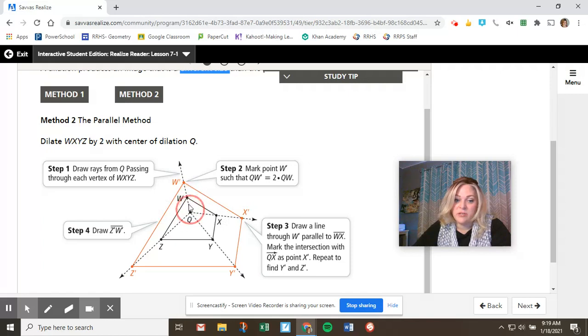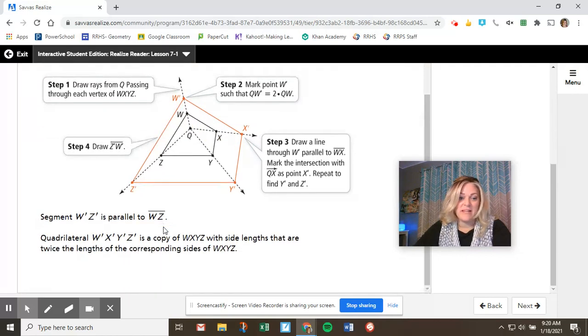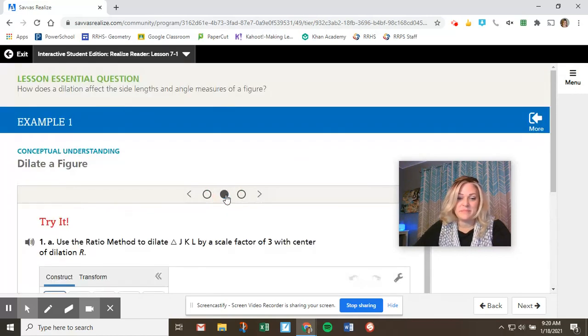So again, you start at that point of dilation, point Q, and work your way outward. So the distance from Q to W, that's considered 1. And then W to W prime is another 1. So that's a distance of 2. And notice these lines, W prime, X prime, are parallel to W, X. And that's why it's called the parallel method. And again, it talks about it right here, step by step.